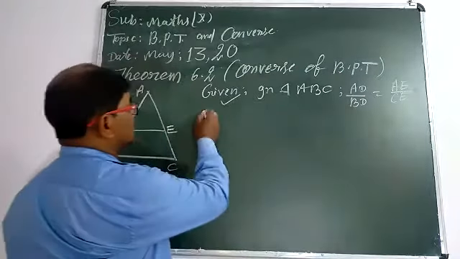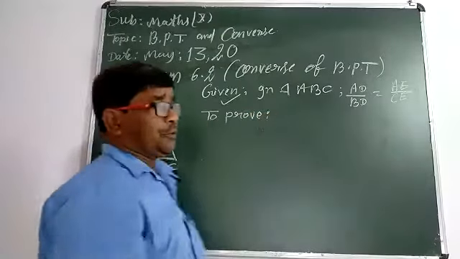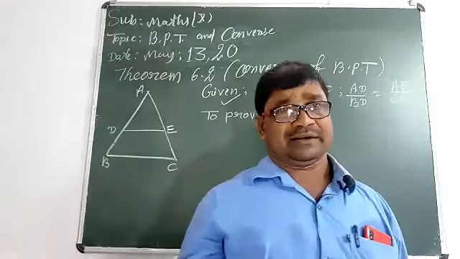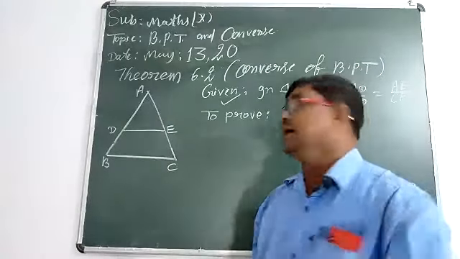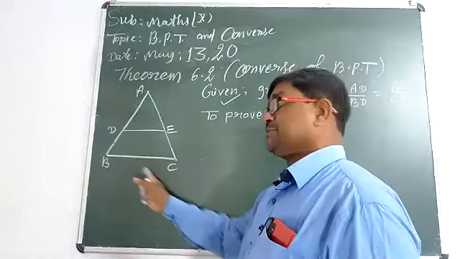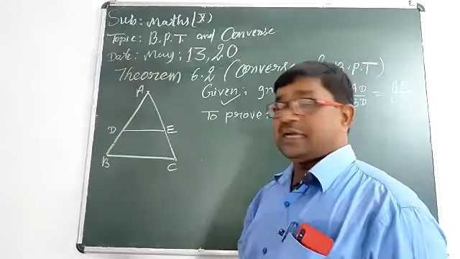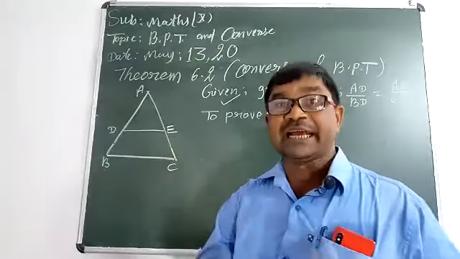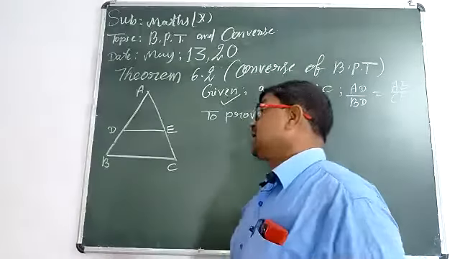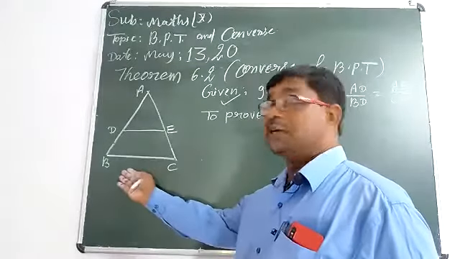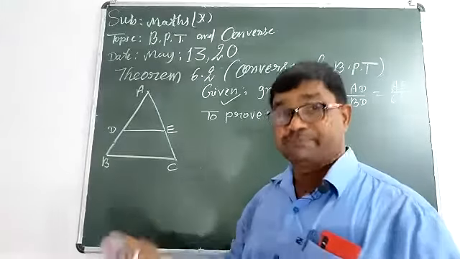Okay. Now to prove. What do you want to prove then? Go further. Then this line must be parallel to the third side. Now in this triangle, the third side is BC, because the two sides given, AB and AC, are intersected by this line in equal ratio. So two sides are intersected in equal ratio, so this line must be parallel to the third side, I mean BC.